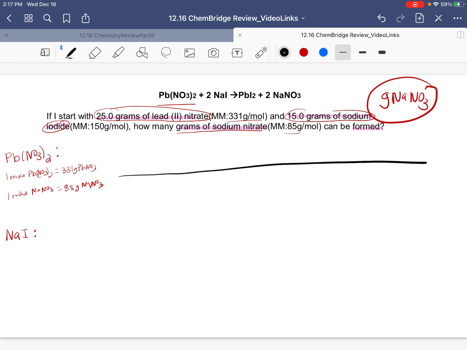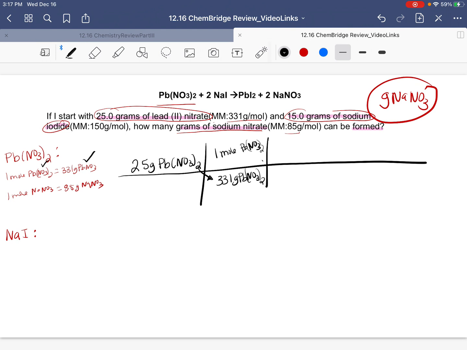So again, they give me 25 grams of lead nitrate. So that is my given. And from here, I need the same units across to cross out. So I always like to go back to my conversion factors, and I know that that one matches. So 331 grams of lead nitrate. And I have to use the one on top, so I have 1 mole of lead nitrate.